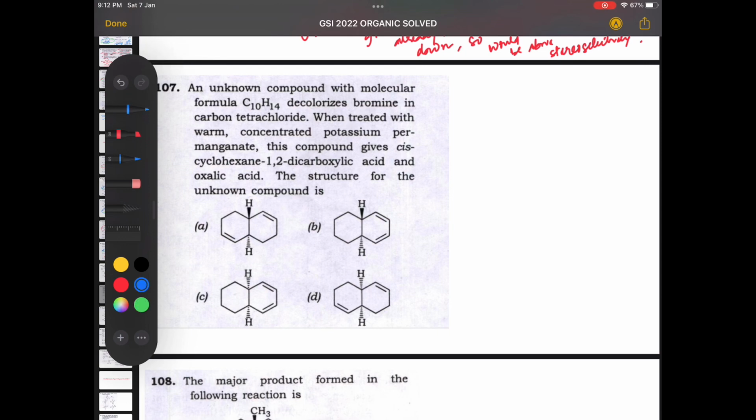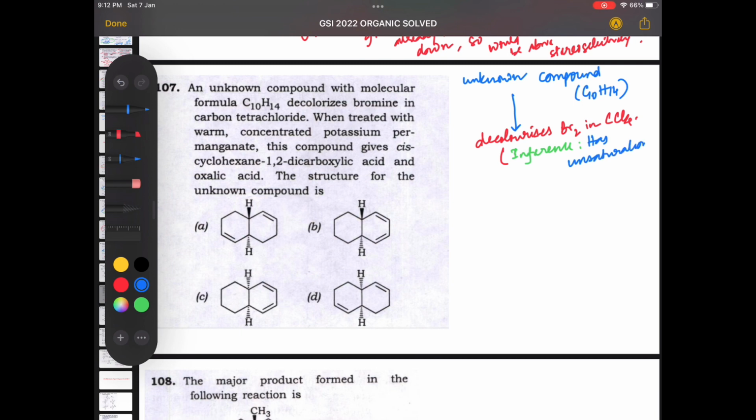As you can understand, we have been given an unknown compound, so let us first draw a scheme for this so that we can understand it properly. The unknown compound is said to decolorize bromine in carbon tetrachloride. If it decolorizes Br2 in CCl4, that means we can infer that it has unsaturation present in it, so there is a C=C present.